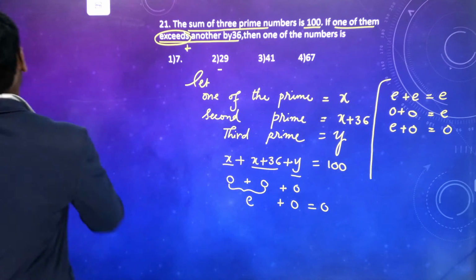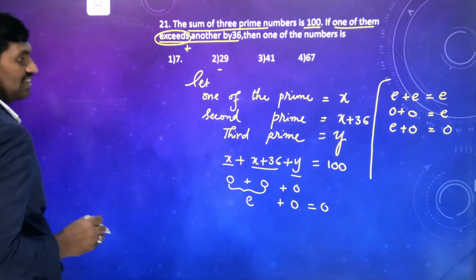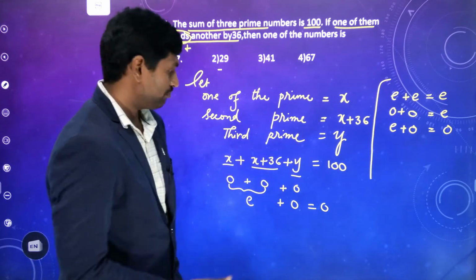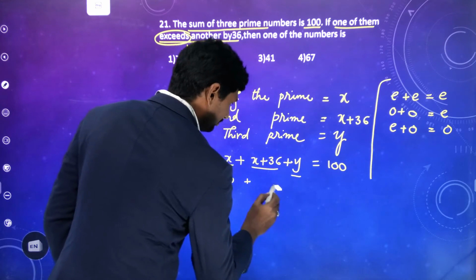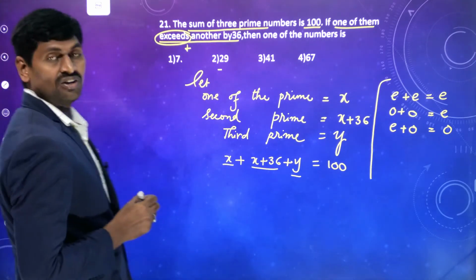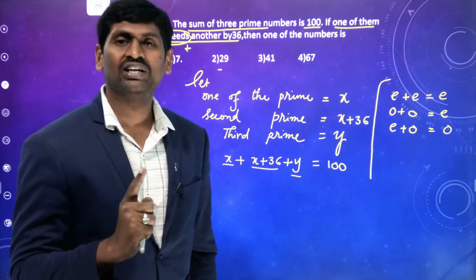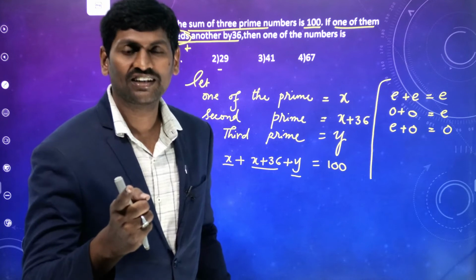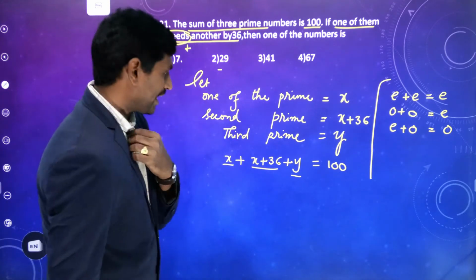Here only we have to identify that one of the 3 prime numbers is even. So how many even prime numbers do we have? Only one even prime number, that is, what is that? 2. Very good. 2 is the one even prime number.